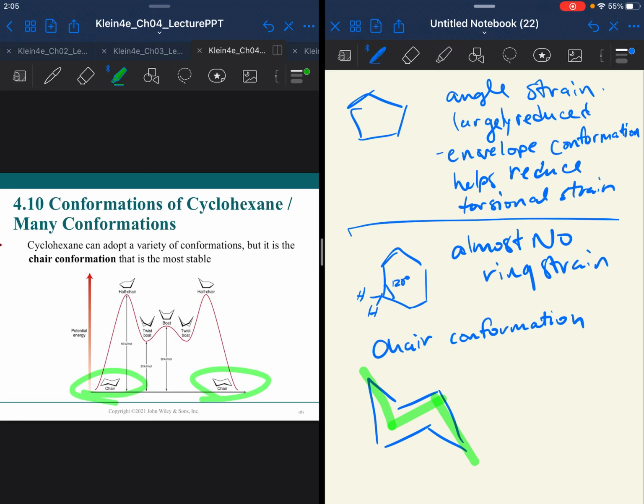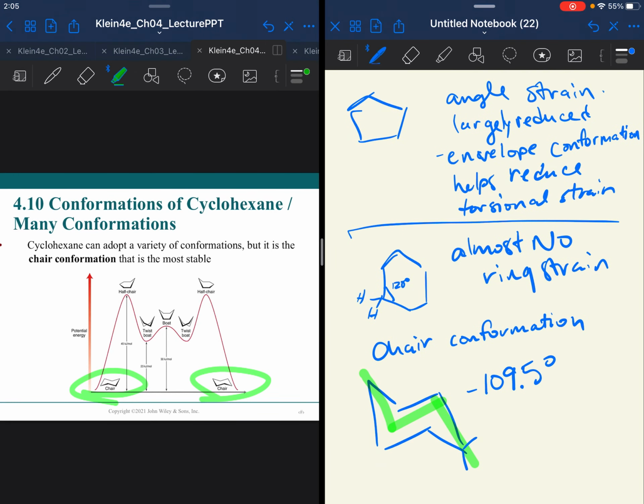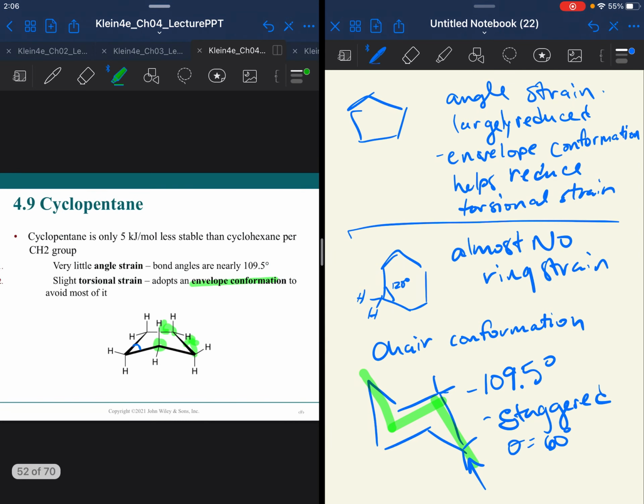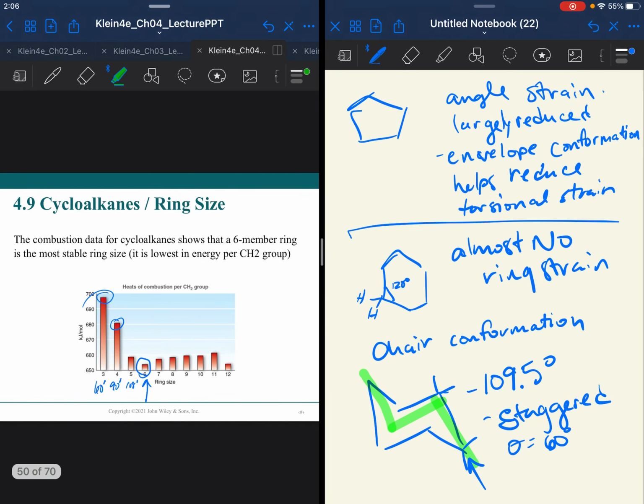When we think about this, we get 109.5 degree bond angles. Perfect. No angle strain. When we look down the bonds, if you look down the bond that's indicated here, it is completely staggered. So 60 degrees for your dihedral angles. No torsional strain. So that's why you get this surprising dip where the 6-membered ring is lower than anything.